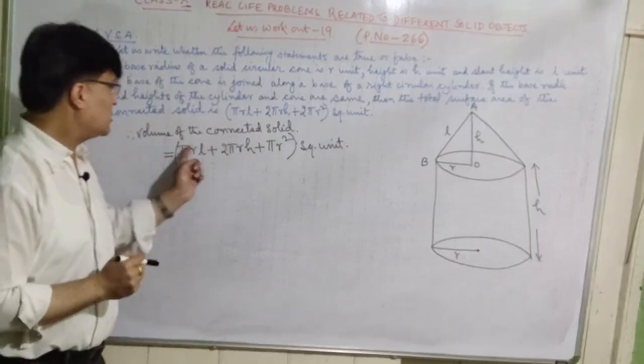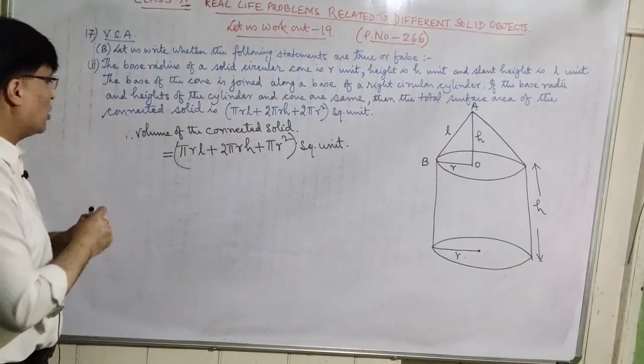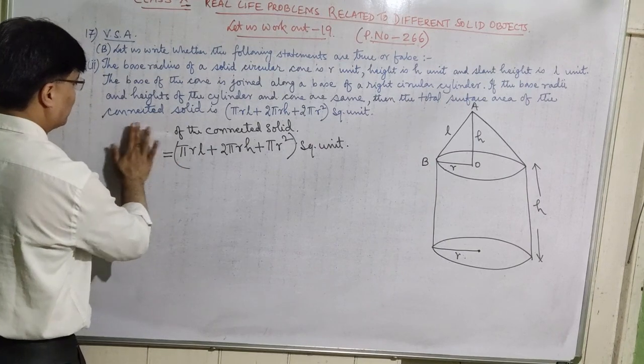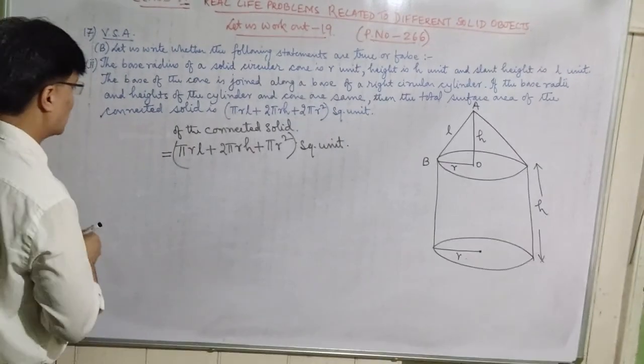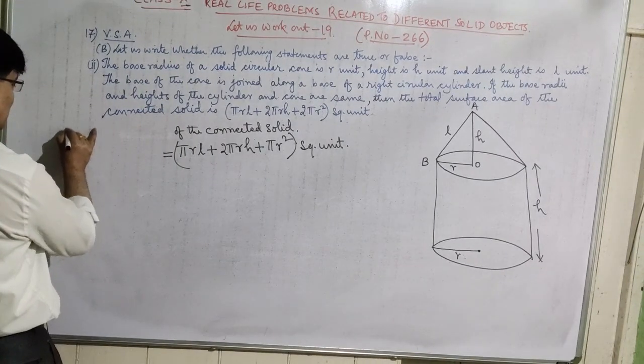Okay? So this is the correct answer. It's not volume, sorry. This is not volume. I wrote here volume, that is wrong. This will be the total surface area of the connected solid, okay?